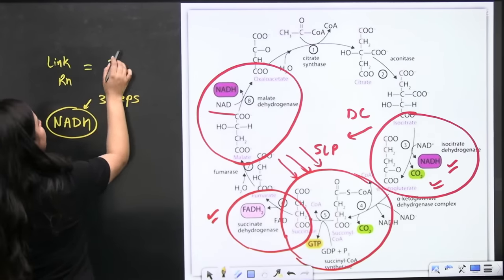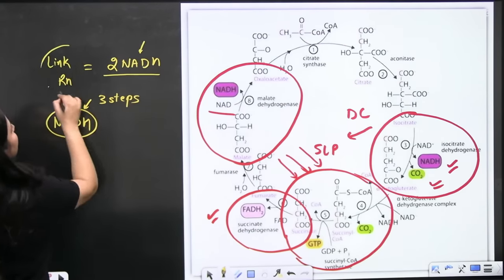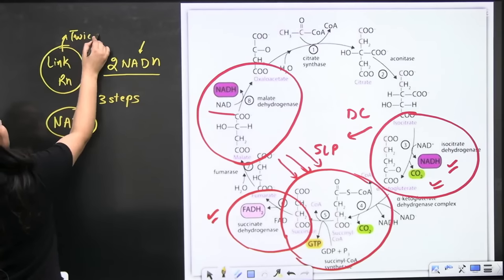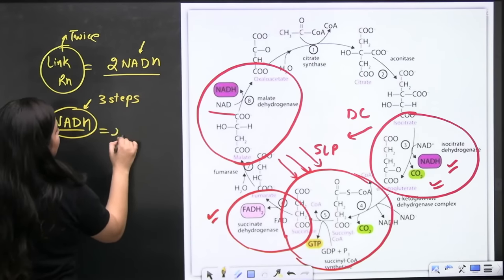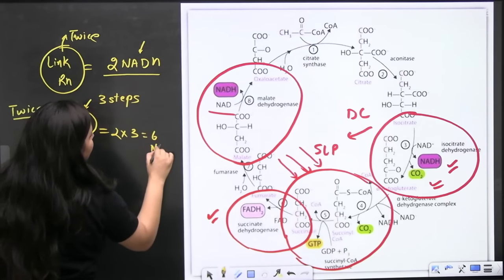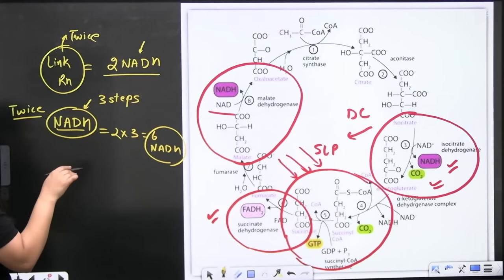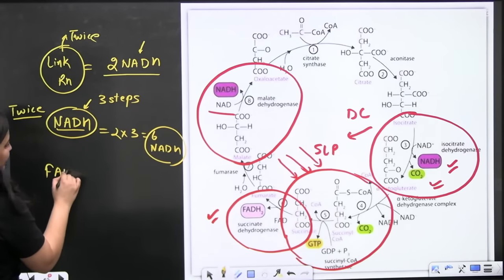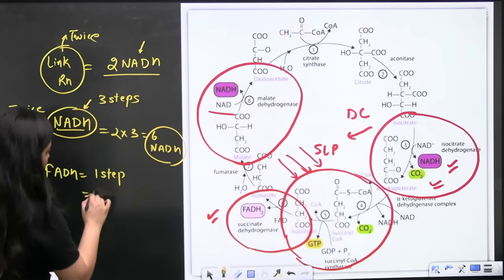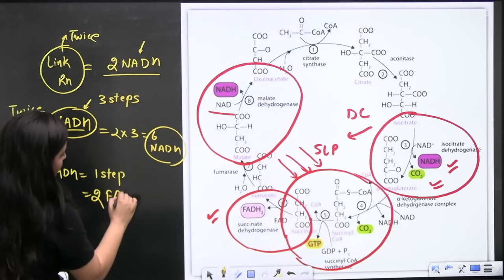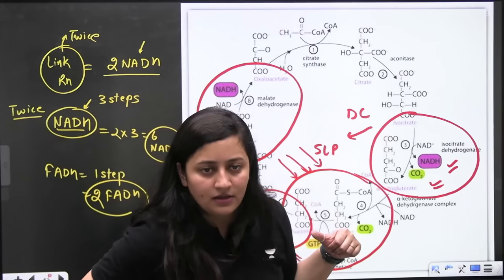Even in the link reaction, you will get 2 NADH. How can we say 2 NADH? Because this link reaction will occur twice. Here, the Krebs cycle will also occur twice. So, there are three steps where NADH will form. So, ultimately 2 into 3, it is going to be 6 NADH. So, can I not say that 6 NADH will be obtained from one glucose from this Krebs cycle? And then, when it comes to FADH, again only one step is there. So, this Krebs cycle will also form it two times. So, 2 FADH ultimately. This is how you can calculate it.